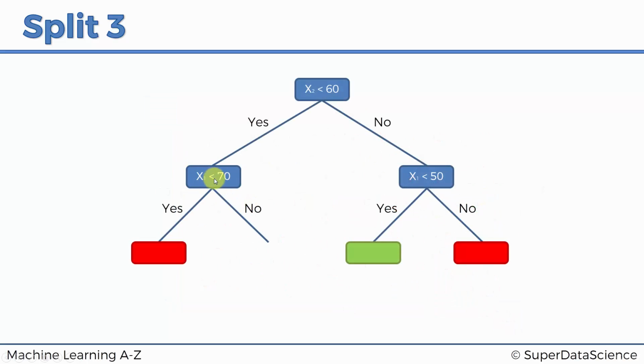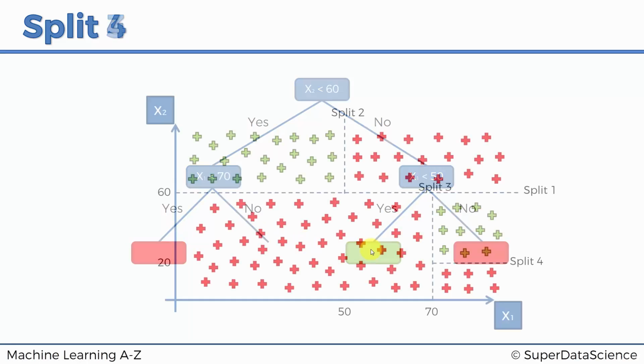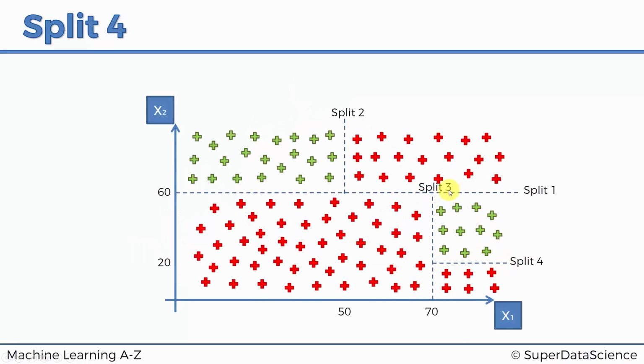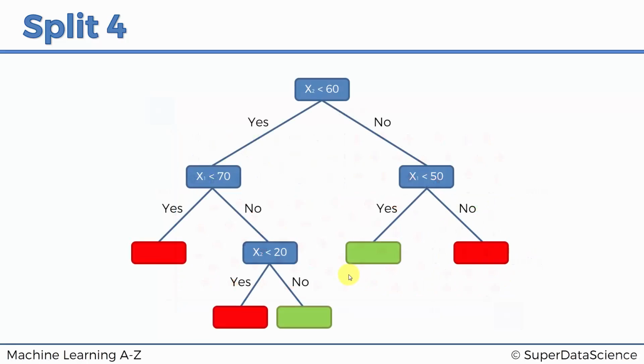So below 70, then it's red. No, we got to do another split, split 4. If it's above 20, then it's green. If it's below 20, then it's red. If it's above 20, then it's green. So that's a no. If it's below, then it's a yes.